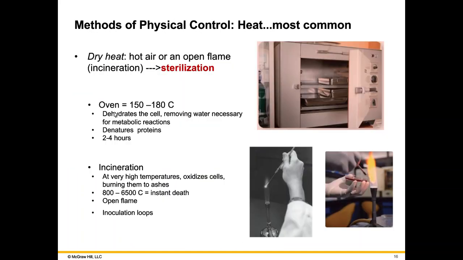So heat is the most common method of microbial control, that is physical control. There are different types of heat, dry heat and moist heat. This slide is showing you examples of dry heat. Dry heat meaning water is not involved. There's no liquid. So hot air, like an oven, or open flame. Open flame would be considered incineration, and that leads to sterilization.